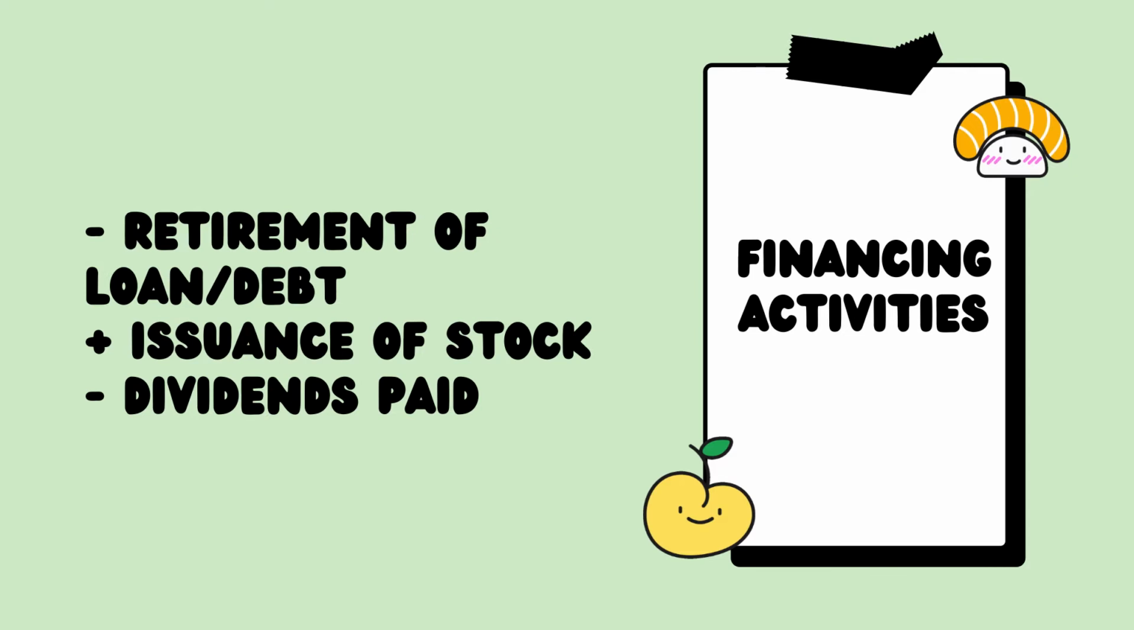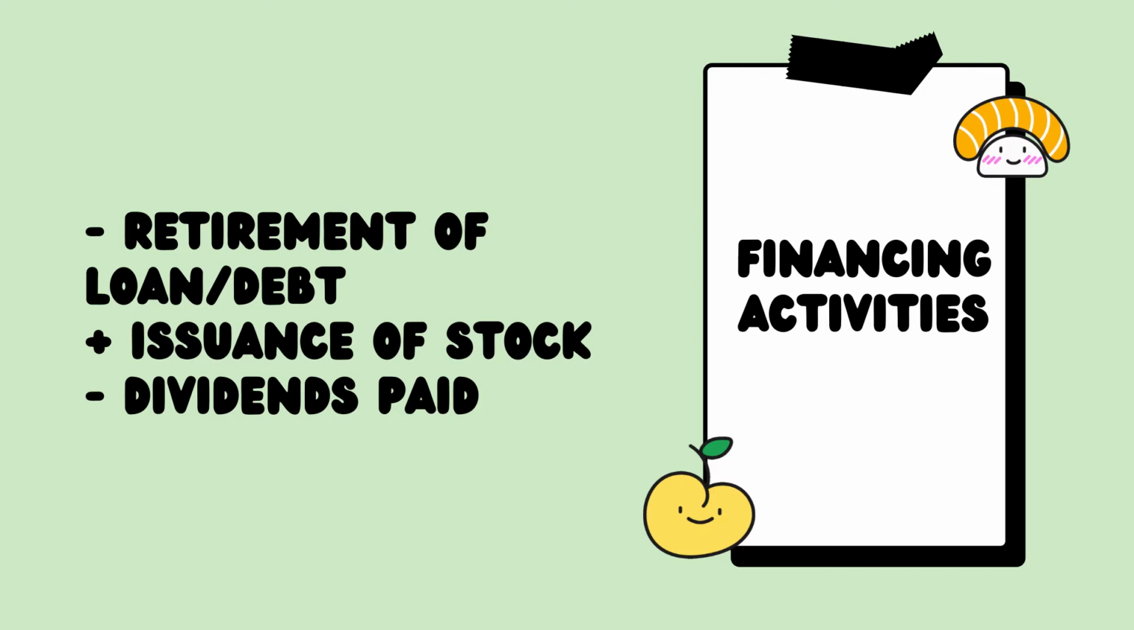Now for the financing activities, we're gonna look at long-term liabilities and equity section. So if I retired any loan, I paid my loan, so my cash will go down, so I need to subtract it. If I issued stock, it means I'm gonna receive cash, so my cash will go up. If I paid dividends, I'm gonna decrease my cash, so I need to subtract, okay?